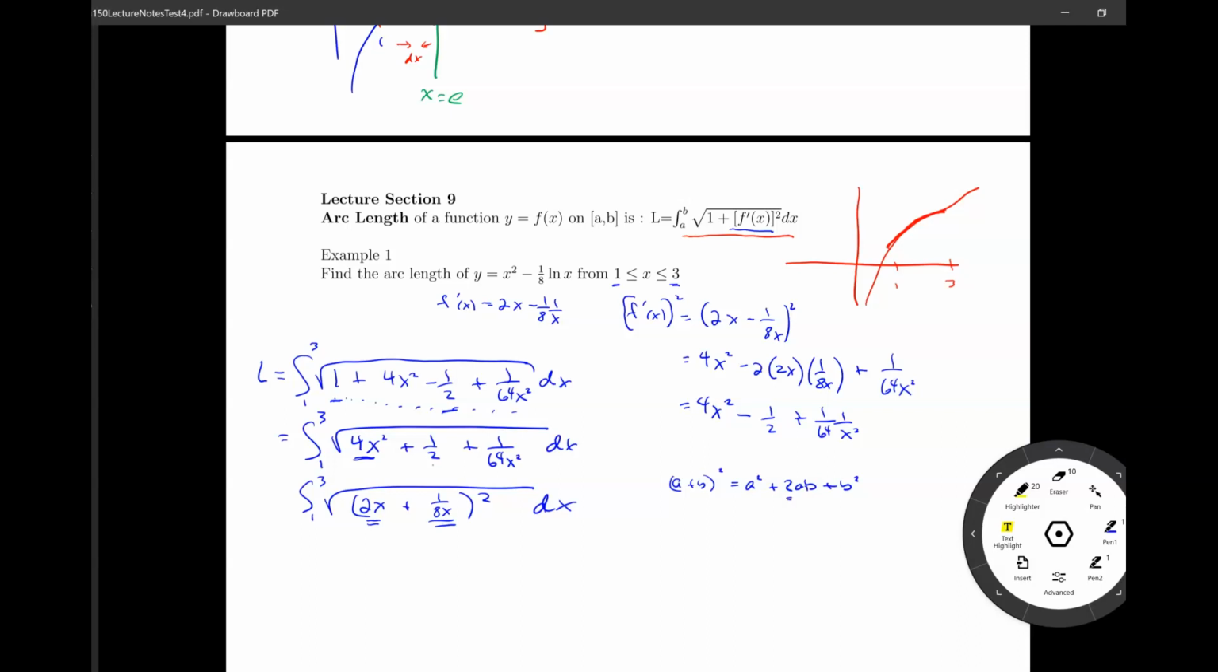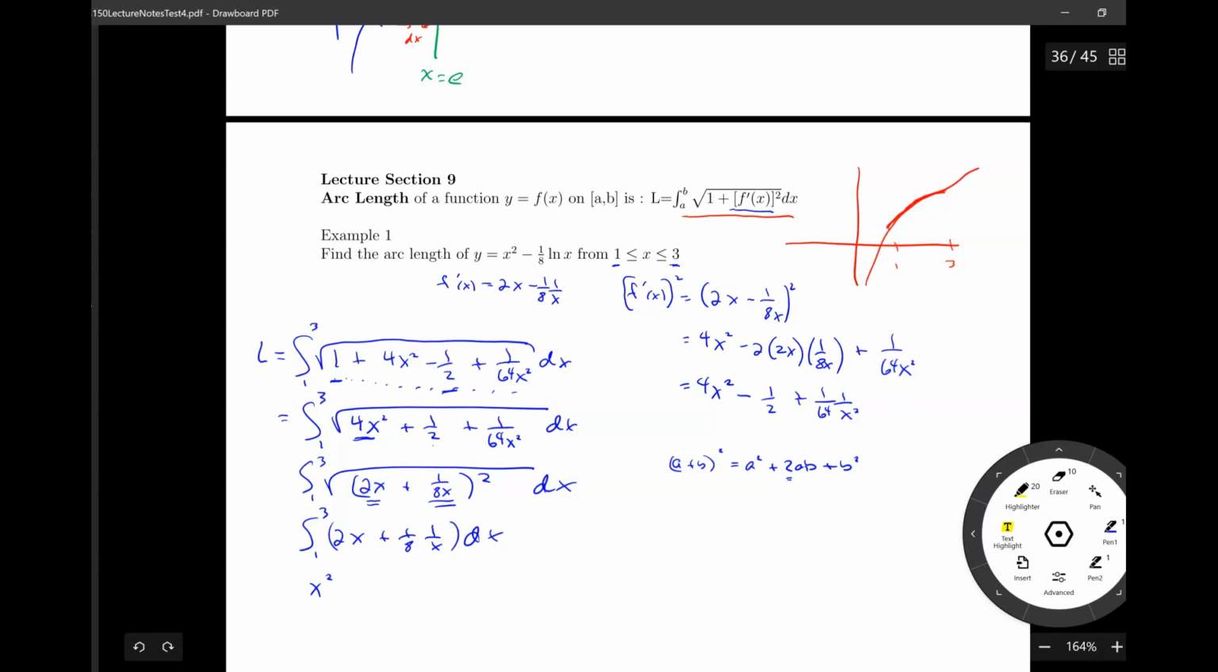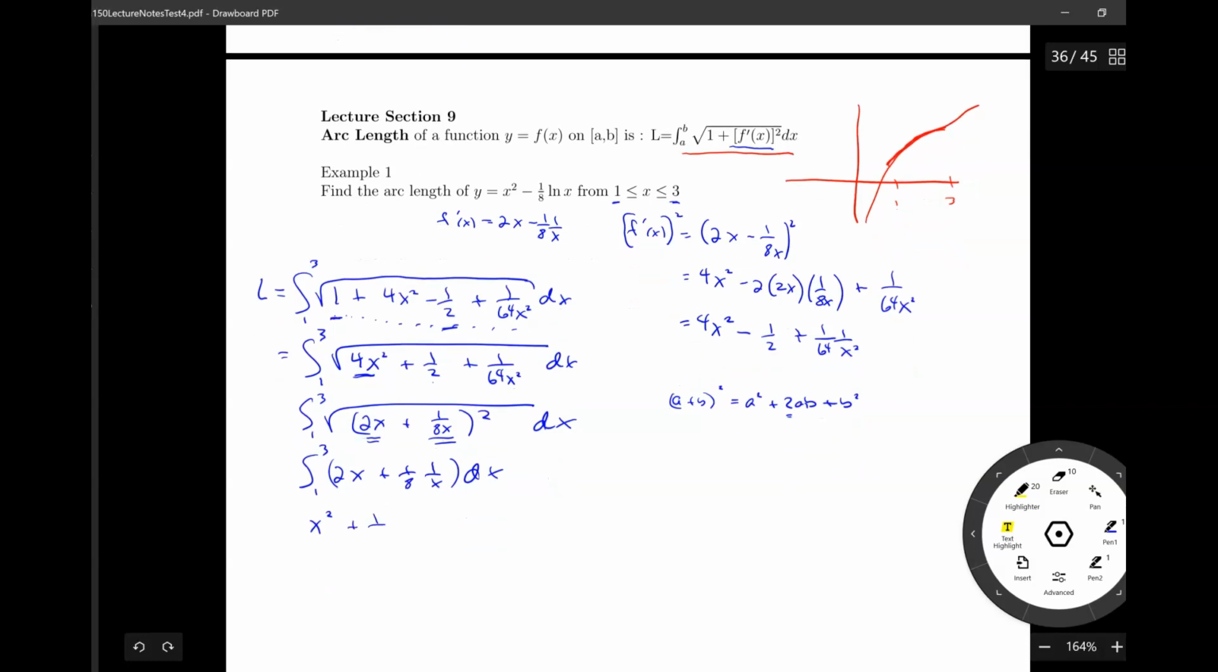All right, so this radical and the square cancel each other out. So I just get this that I get to integrate. Then just taking the antiderivative, I get x squared, the 2's cancel, and then plus 1/8, remember the 1/8 comes off to the side, times the integral of 1 over x, which is ln of x, between 1 and 3.